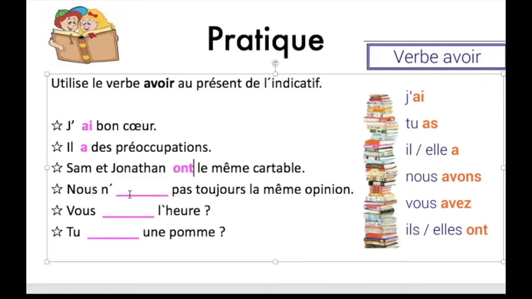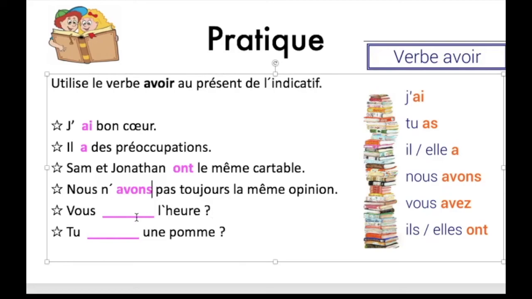Next, I'm going to look to my blank, look right to the left, and an apostrophe. Do I have an apostrophe here? Nope. So I'm going to look to the left again. And the next word is nous. And I'm going to go down. And look at that. I have nous, and the conjugated form is avons, A-V-O-N-S.